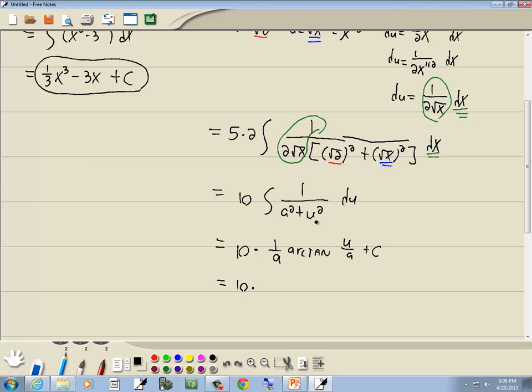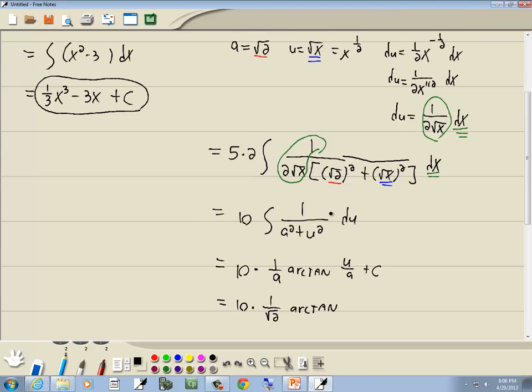Now a, what did we say a was? A was square root of 2, so we got 1 over square root of 2, arctangent of u, which was, scroll up a little bit, u is square root of x, over a, which was square root of 2, plus c.